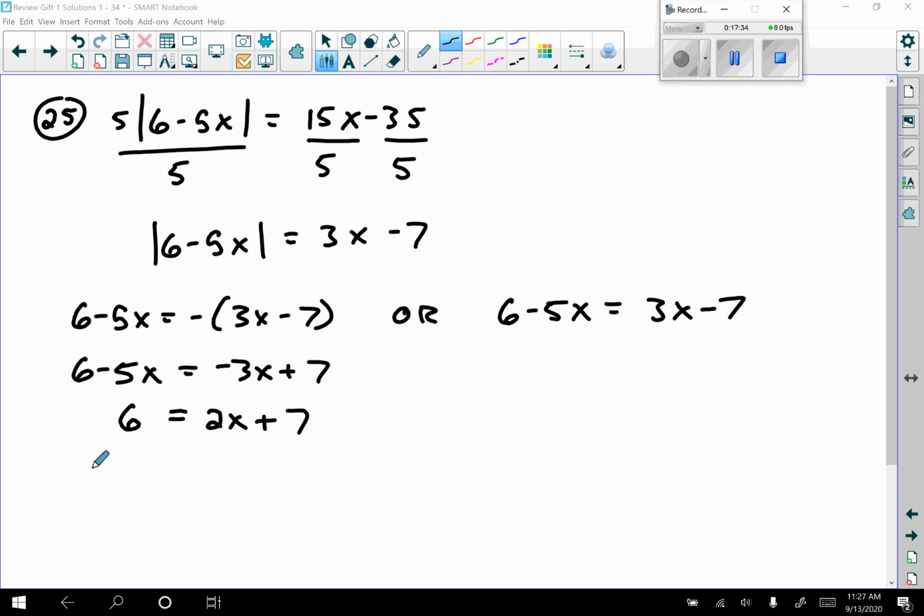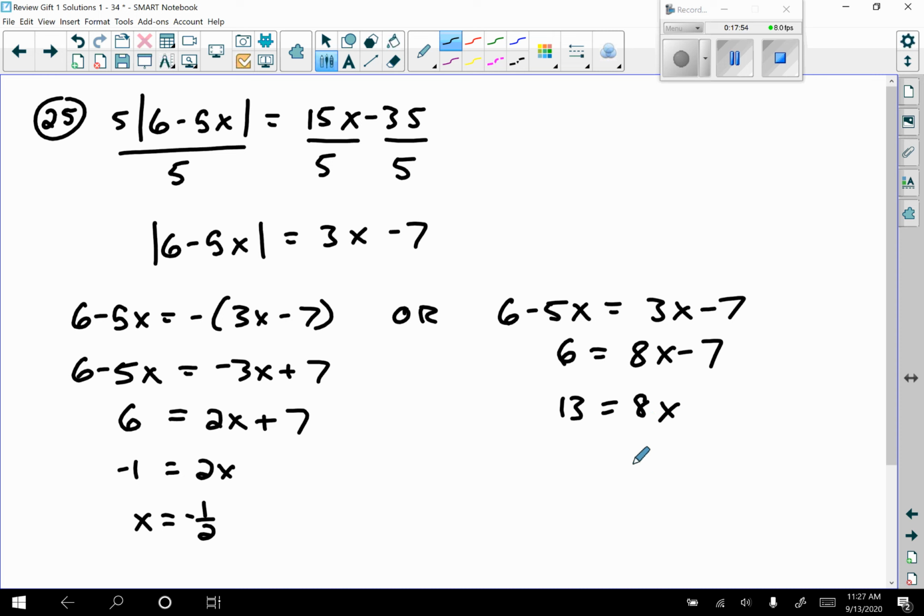So 6 equals 2x plus 7. Next, I subtract 7 from both sides, so this will give me negative 1 equals 2x. Divide by 2, so x is going to equal negative 1 half. Over here, and we'll check this solution in a little bit. Let's again add 5x, so we're going to get 6 equals 8x minus 7. Adding 7, I'll get 13 equals 8x. Divide by 8, so x equals 13/8.